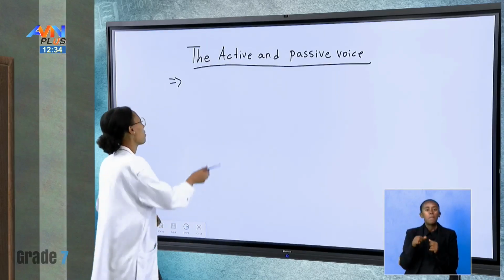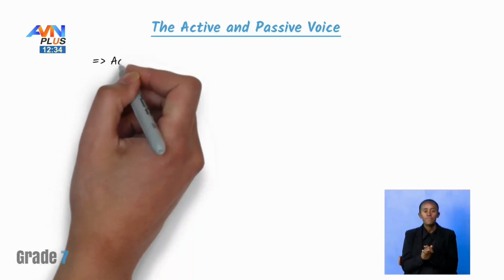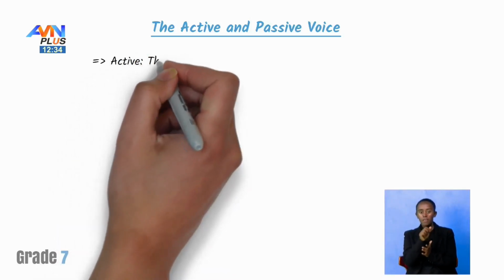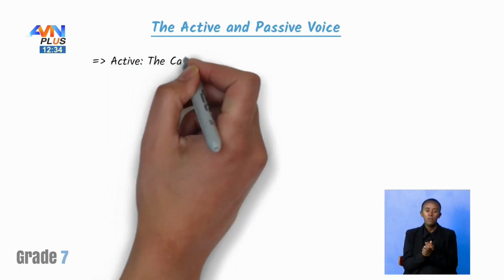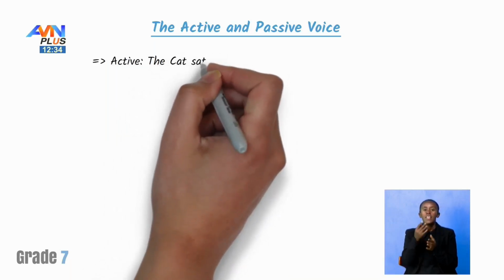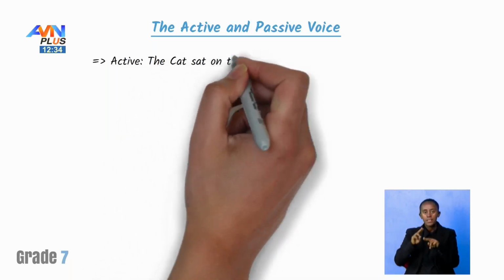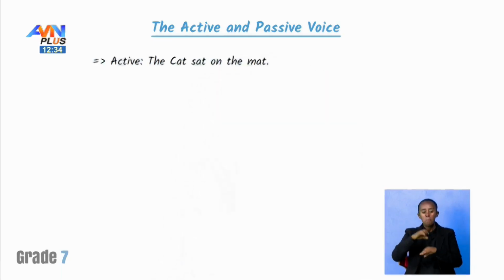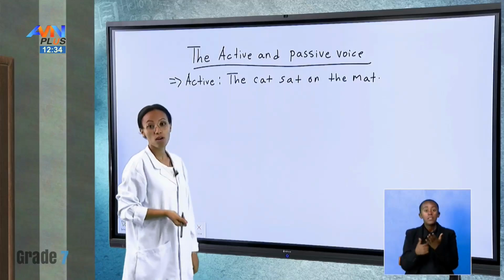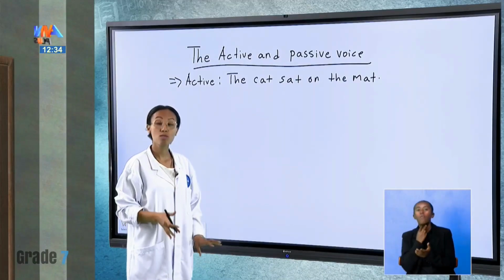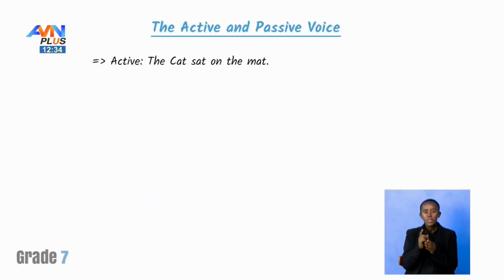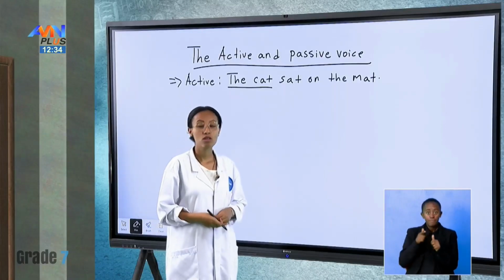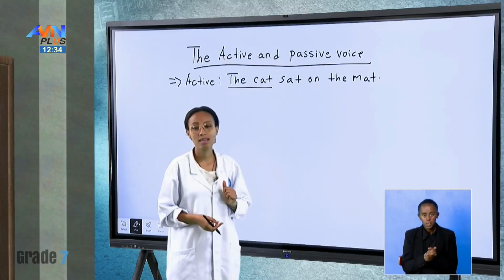For example, if it is an active voice, we can say, the cat sat on the mat. So this is what? An active voice, and it focuses more on the subject doing the action instead of the action itself. So that is why it is an active sentence or an active voice.